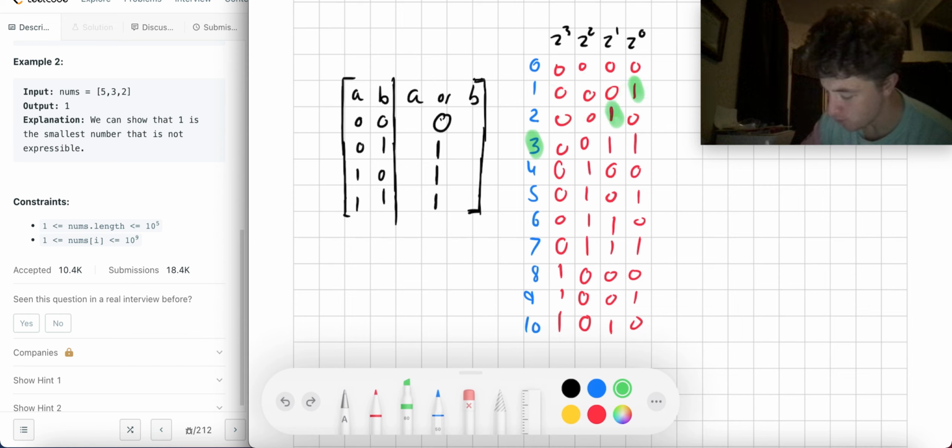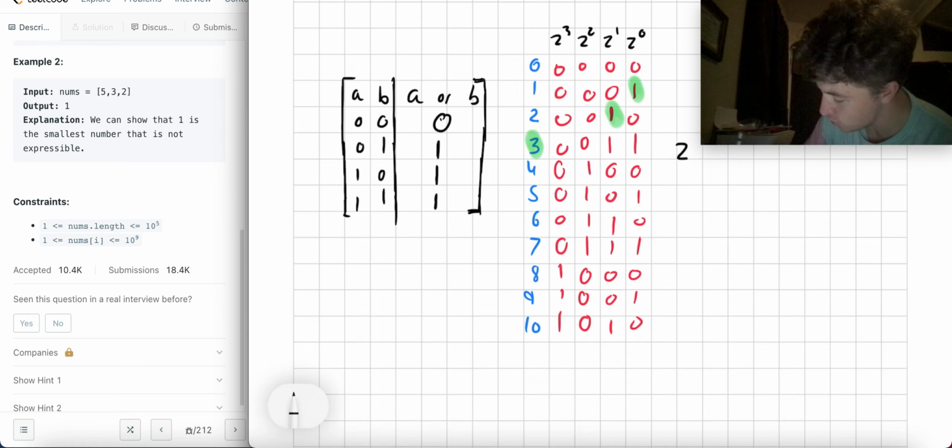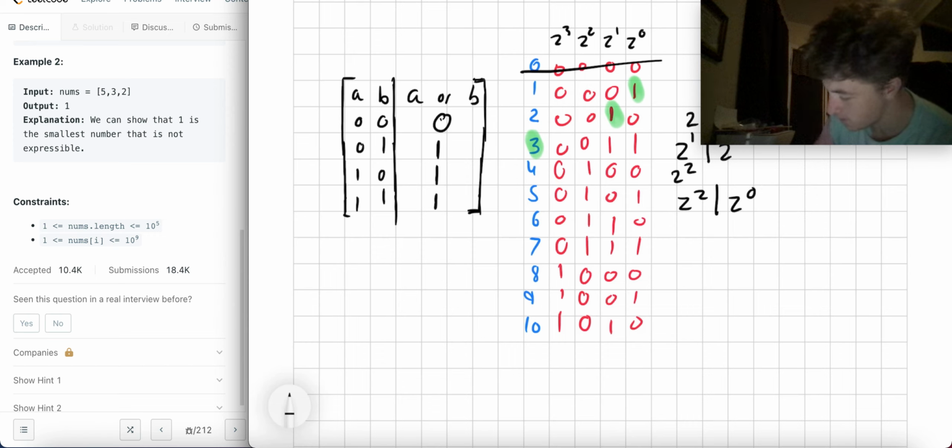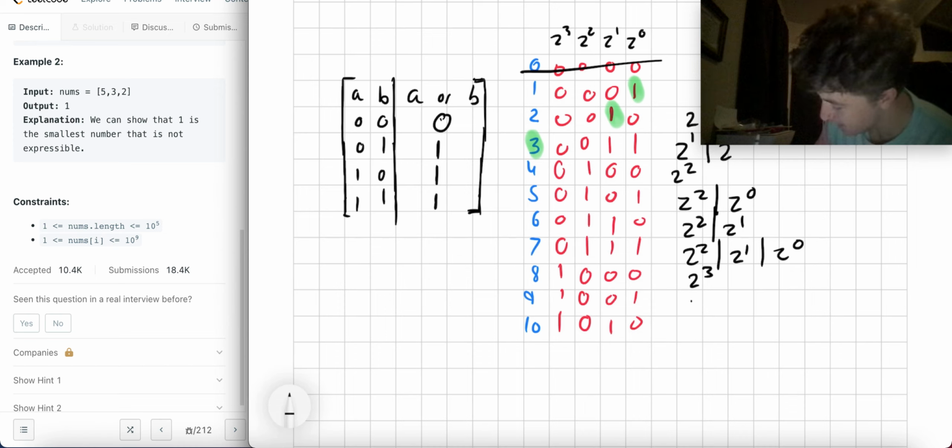Because if you OR these together, you'll get this as a result. Meaning 3 is really 2 to the 1 or 2 to the 0, right? 2 is just 2 to the 1. 1 is just 2 to the 0. We're going to ignore 0 here. 4 is 2 to the 2. 5 is 2 to the 2 or 2 to the 0. 6 is 2 to the 2 or 2 to the 1. 7 is 2 to the 2 or 2 to the 1 or 2 to the 0. 8 is 2 cubed. 9 is 2 cubed or 2 to the 0. 10 is 2 cubed or 2 to the 1.